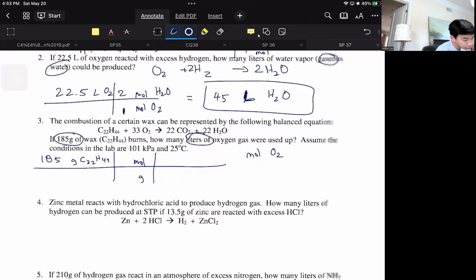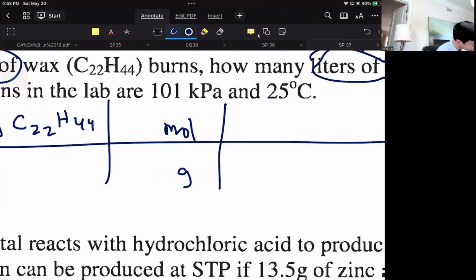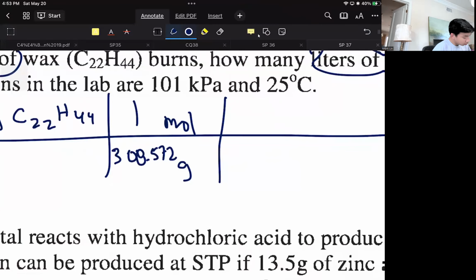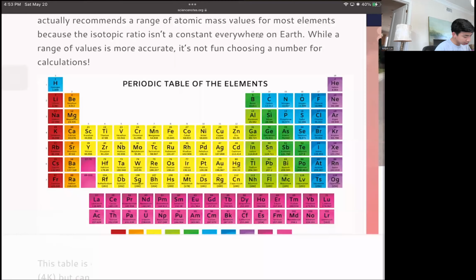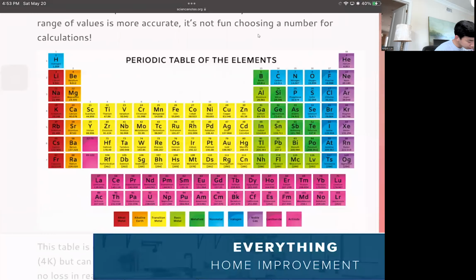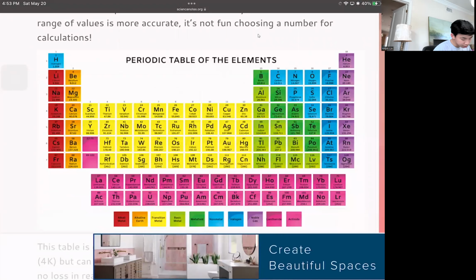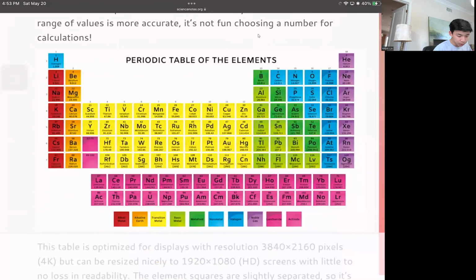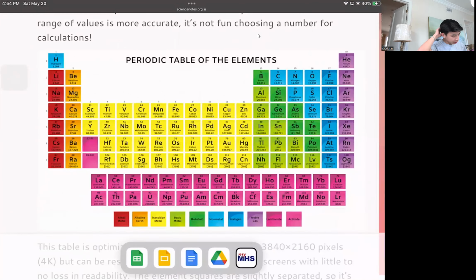C22H44 has a molar mass of 308.572. Okay, so C22, carbon is 12.011 times 22. H is 1.008 times 44. We add both of these together, we get 308.